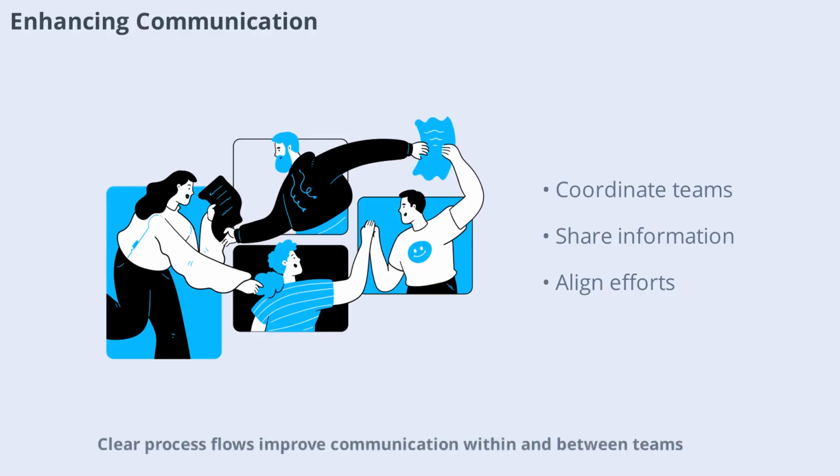Clear process flows improve communication within and between teams. When everyone understands the workflow, it's easier to coordinate activities, share information, and resolve issues quickly. Visual process maps serve as a common reference point, reducing misunderstandings and aligning efforts toward shared goals. Effective communication is essential for smooth operations and continuous improvement.